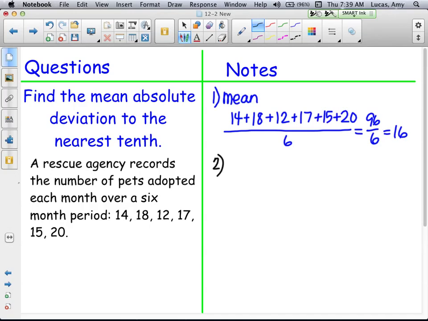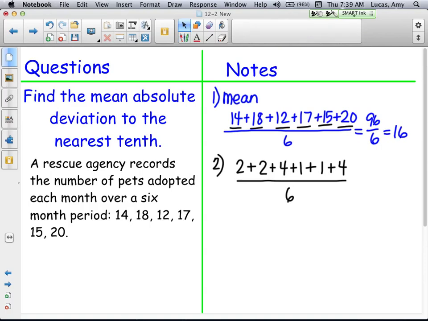So now we need the distance away from the mean. So each of our numbers, so 14 is 2 away. 18 is also 2 away. 12 is 4 away. 17, 1 away. 15, 1 away, 20, 4 away. And then we'll divide that by 6. So 2 plus 2 plus 4 plus 1 plus 1 plus 4 equals 14 divided by 6. Our mean absolute deviation is approximately 2.3.